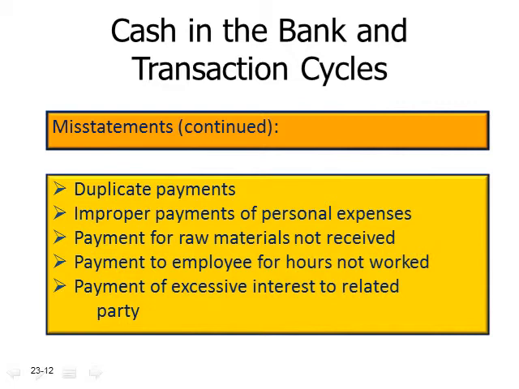Other types of misstatements could be duplicate payments or improper payments of personal services, payment for raw materials not received, payments for employees for hours not worked, or payments of excessive interest to a related party. These are just some of the examples. Now, these types of items generally, again, are not going to fall out as a part of the bank-to-book reconciliation because they're recorded. They're just recorded for a false or fraudulent underlying transaction.